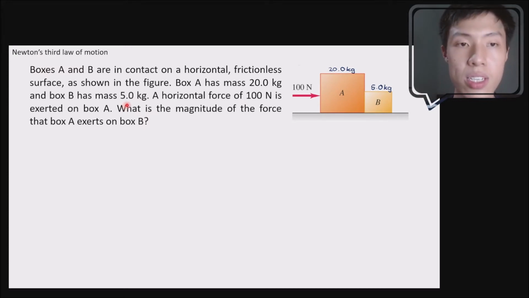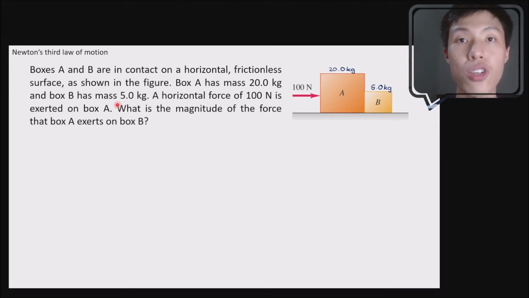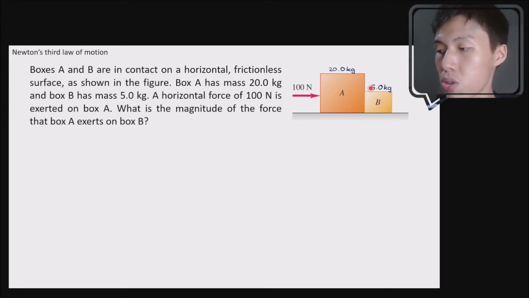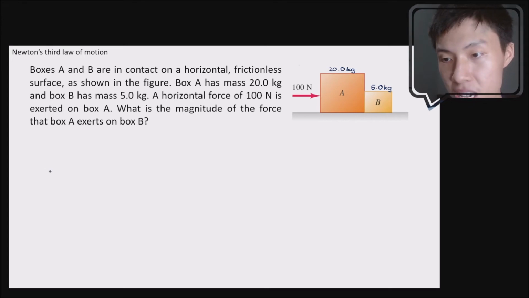In order to understand the situation, in chapter 4 forces, we use a free body diagram to illustrate all the forces acting on an object. Since we have two objects over here, we'll be drawing two free body diagrams. The first free body diagram will be on box A, the second on box B. So let's draw the free body diagram for box A. We'll use a dot to represent box A.